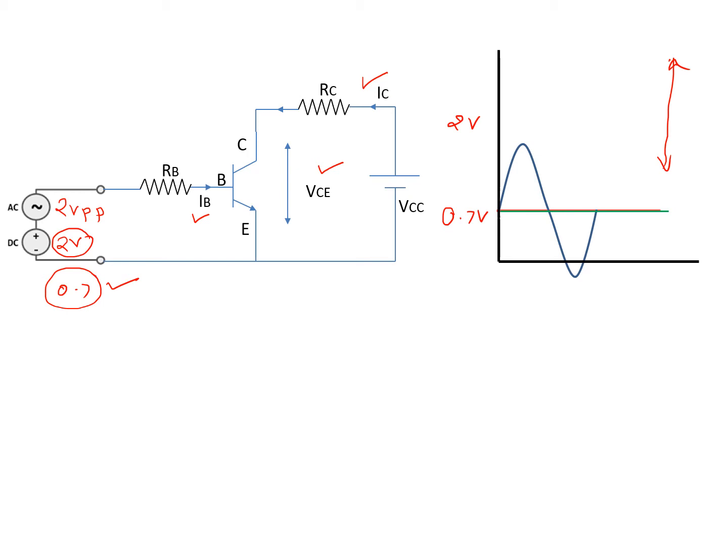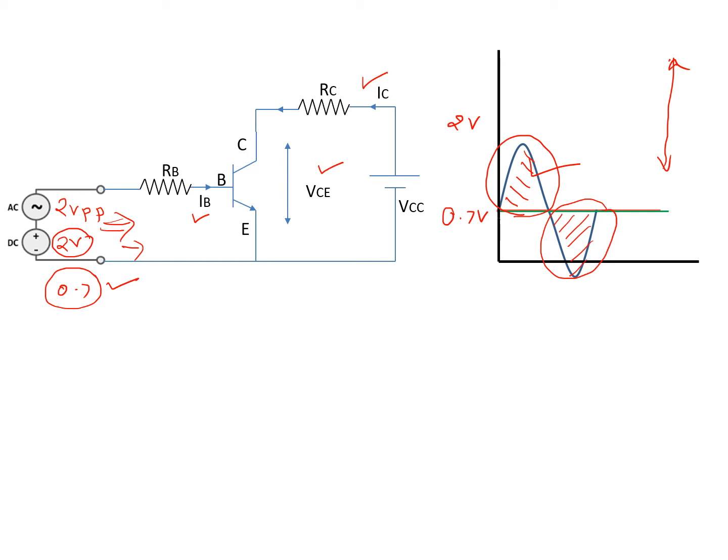Now you can see that at 0.7 volt, your reference line of VBE, above that this half cycle is there. That means IB will be flowing only for this half cycle. And this half cycle is below 0.7, and as per our basic principle, when input is less than 0.7, IB will not flow. If it is more than 0.7, then only IB flows. So only for this half cycle IB flows, and for this half cycle IB does not flow.